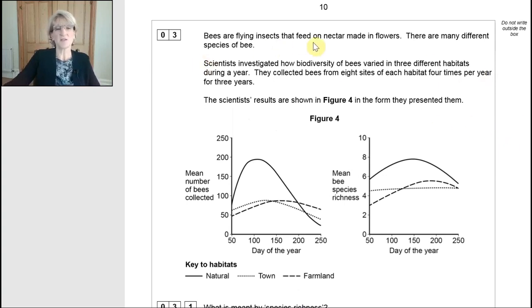Okay, there are many species of bee. They tell you what bees are because they don't assume that you know about organisms. It's why they describe them to you. And they tell you that there are many species because otherwise it wouldn't make sense for them to really talk about the biodiversity of bees.